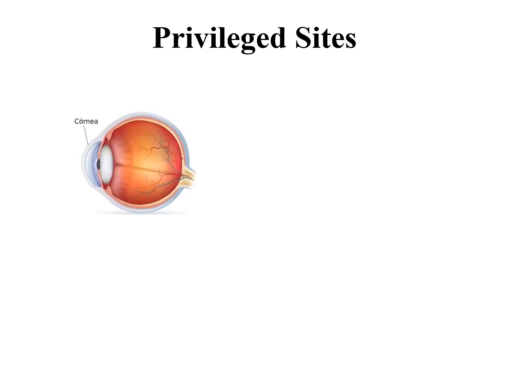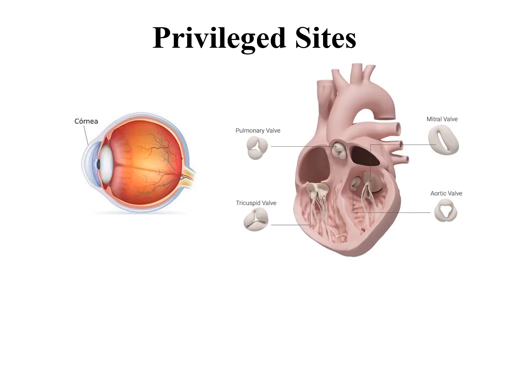And some privileged sites are the cornea. If you get a corneal transplant, they don't have to do a tissue type. You can get a corneal transplant from anyone. There are also the heart valves, and heart valves often can come from pigs because, again, the antibodies and the CTLs don't go there, so there's no tissue rejection.